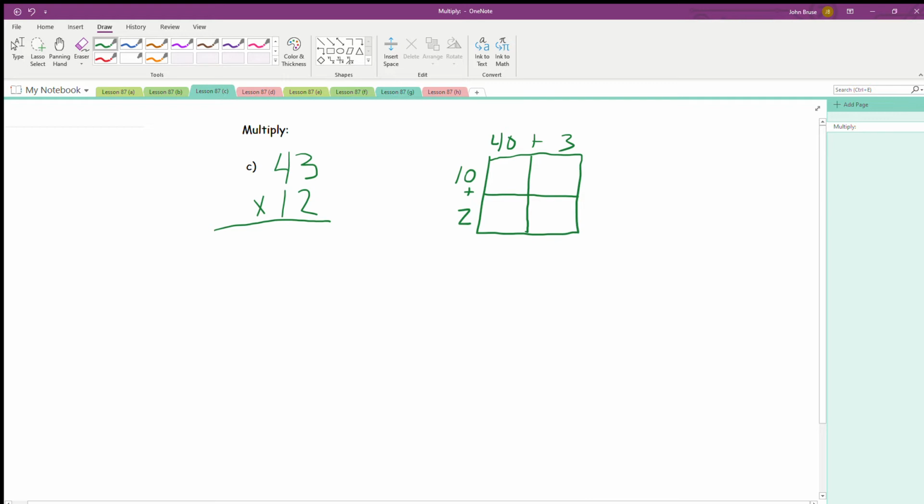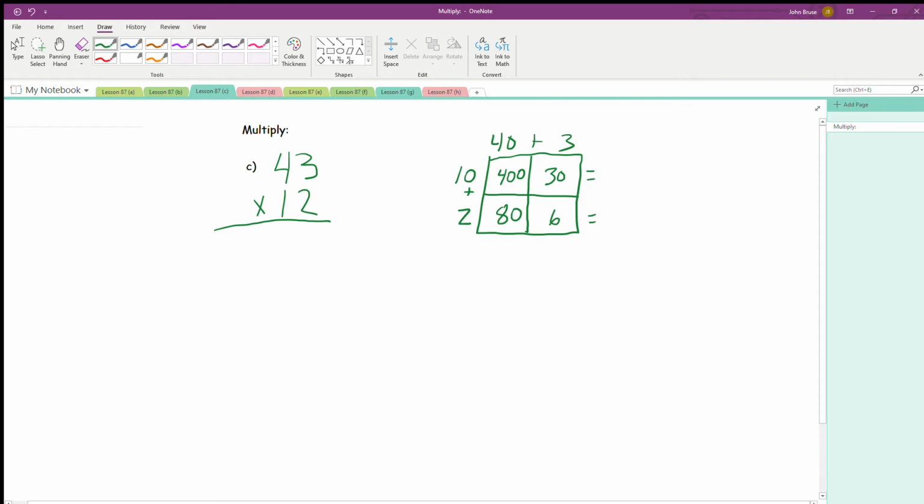10 times 40 is 400. Then we're going to do the box below it. 2 times 40 is 80. Then we're going to do the box to the right of 400. That's 10 times 3 is 30. And then we're going to do 3 times 2 for this box, which is 6.